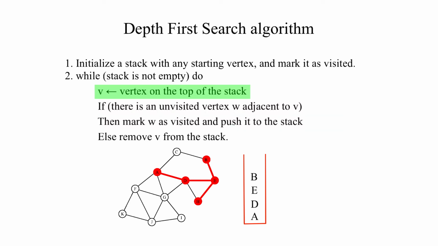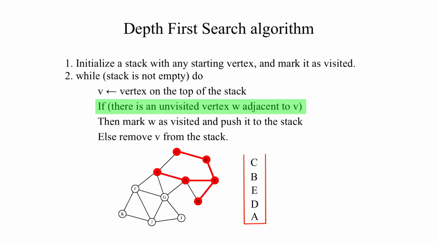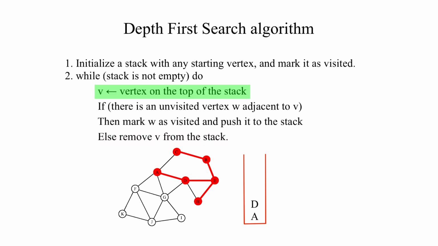Following the algorithm, the next iteration marks vertex C as visited and pushes it to the stack. The next iteration takes vertex C from the stack. Since every vertex adjacent to C has been visited, we remove C from the stack. Vertices B and E are also removed from the stack for the same reason. The next iteration takes vertex D from the stack. Let us follow the final iterations of the algorithm.